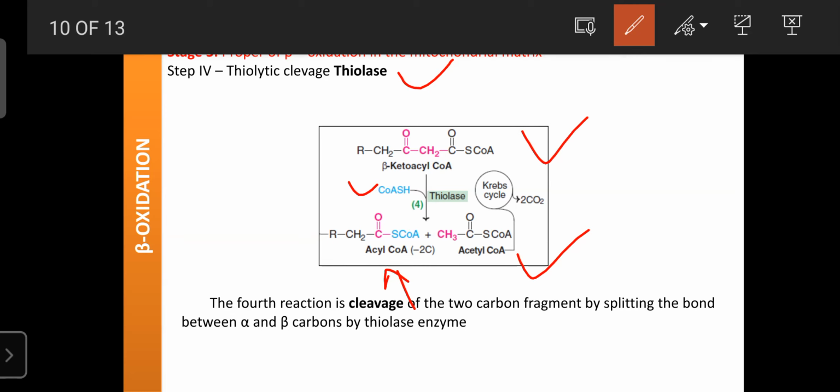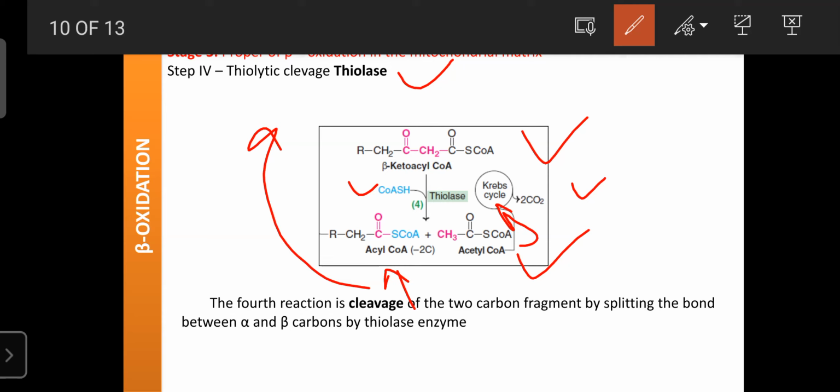So the ketoacyl CoA is converted into acyl CoA minus 2 carbon atoms as well as acetyl CoA, and this acetyl CoA further enters the Krebs cycle and produces carbon dioxide as well as water along with ATP. And this acyl CoA can then enter step 1, oxidation, in the presence of the FAD-linked dehydrogenase. Then after that hydration, then oxidation, then thiolytic cleavage.